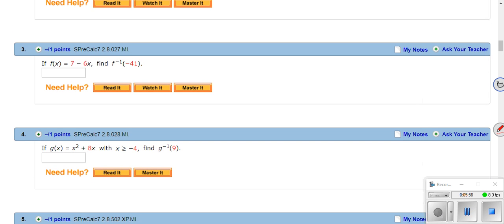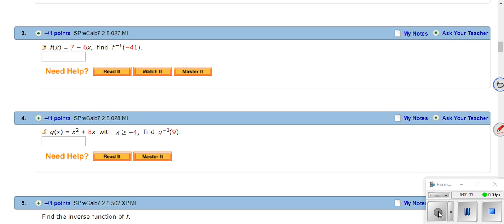Okay. Now this one, number 3, if f of x equals 7 minus 6x, find f inverse of -41. Now, you could go through the steps of actually solving for the inverse function and then plugging in -41, but really what they're asking us for, if you think about it, is if this -41 is the input of the inverse, then what value of x would make that -41 the output of the original function. So what I'm really solving for here is 7 minus 6x equals -41.